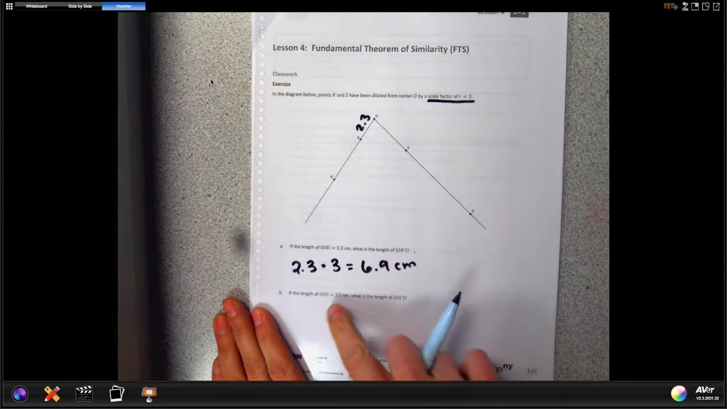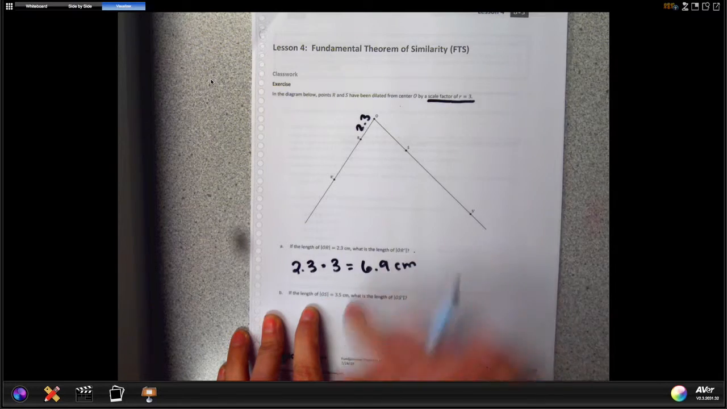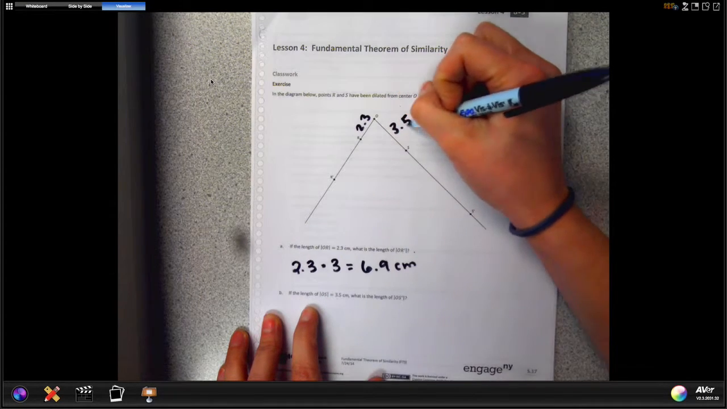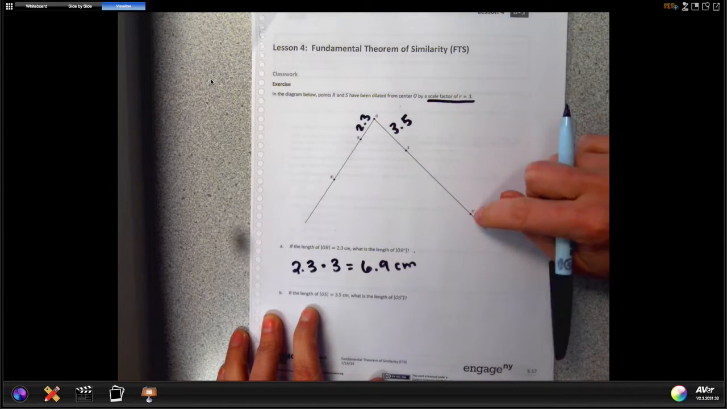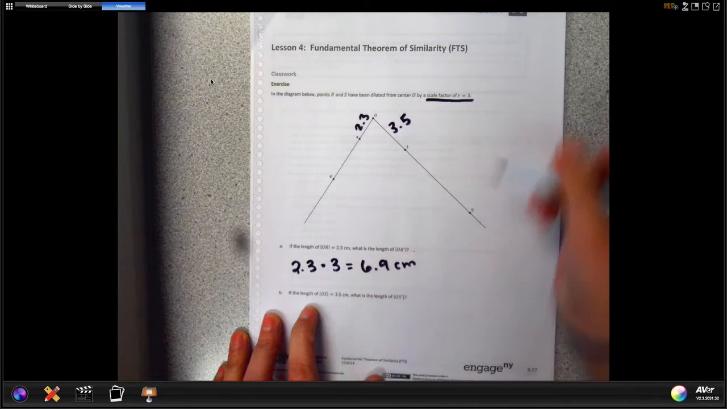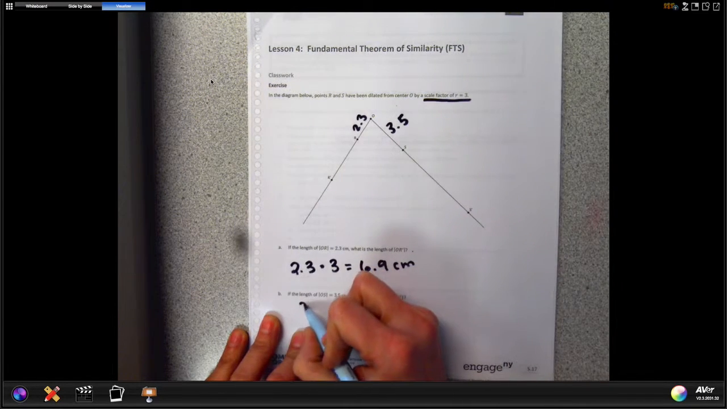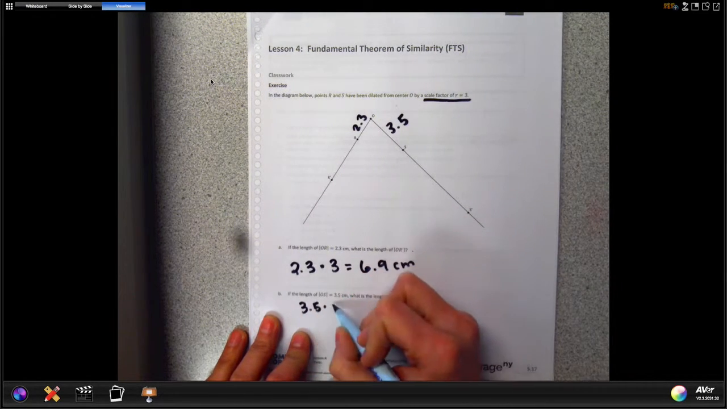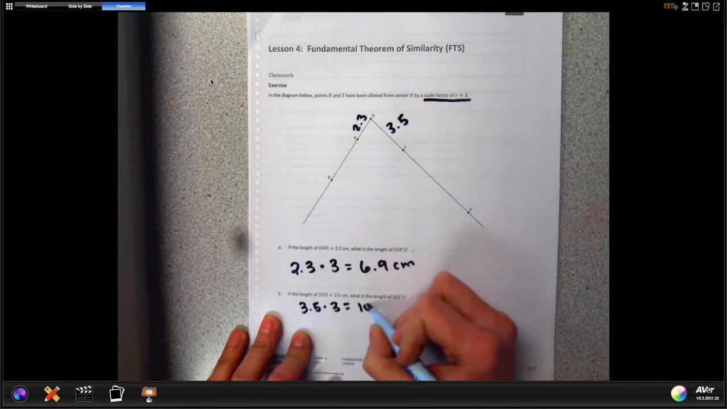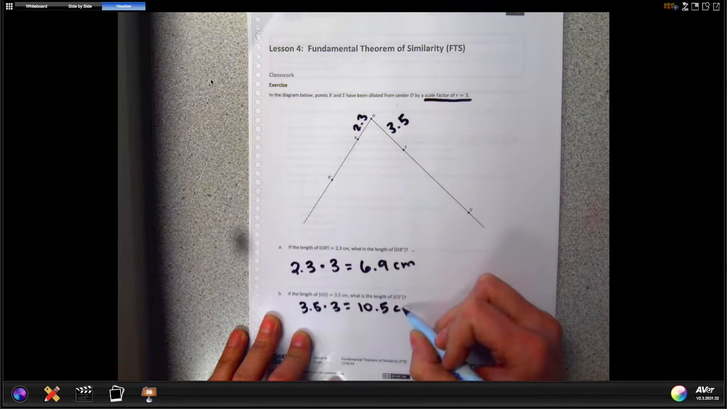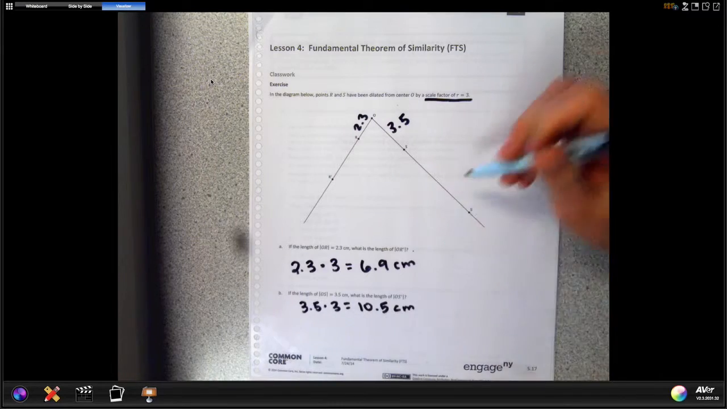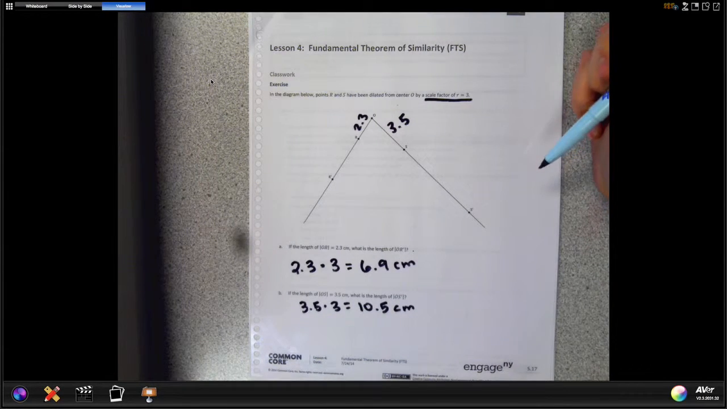Similarly, if OS right here is 3.5 centimeters, to find OS prime, we would again multiply it by the scale factor. So 3.5 times 3 is equal to 10.5 centimeters. Okay, so these are all by a scale factor of 3. Now, in the next page, I'm just going to summarize it here while we're looking at it.